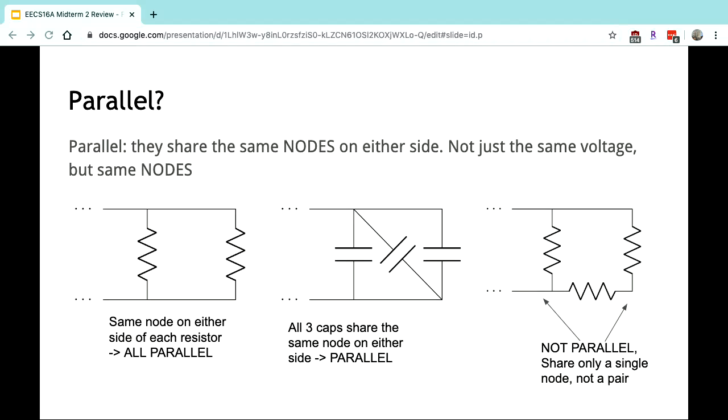So looking at this last example, these are not going to be in parallel because if we take a look at the top node, the two resistors are sharing one node in common, but on the other side, they don't share a node in common. And so because not both of them have the same nodes, those are not in parallel. Any questions about this so far? Okay.